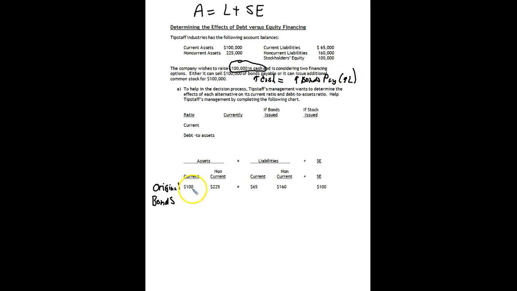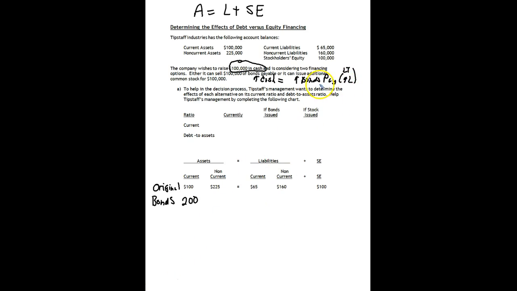$100,000. So cash is a current asset. It'll grow to $200,000. Follow? Cash will come in of $100,000. Our current assets will grow 100 grand. Bonds payable is a long-term liability, so we're going to owe $100,000.